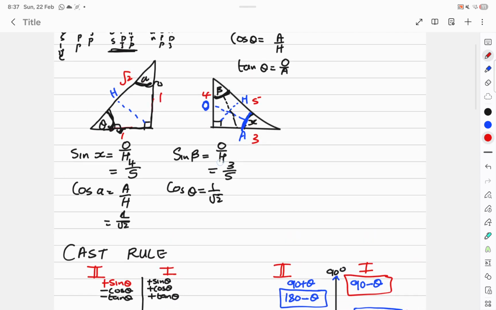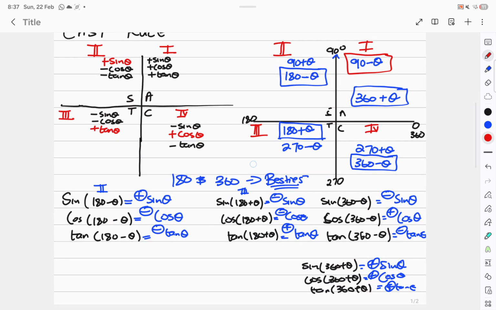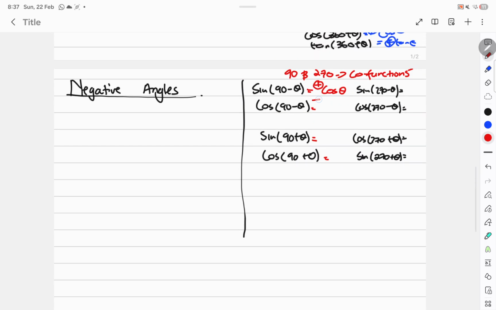Then the cos of 90 minus. Which quadrant is 90 minus? It's the first. How is cos there? Cos is positive. This will be positive, the sine of theta.